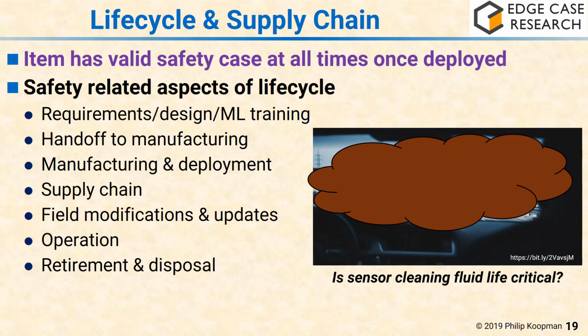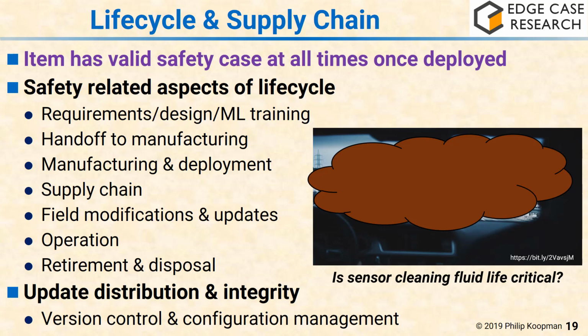Now, maybe you can put water in antifreeze and that's okay because you have another plan for if that happens. That's great. But you have to argue out what's the effect of supply chain faults on my system safety along with everything else. There's also update distribution and integrity. You have to do version control, configuration management, not only on your software, but on the safety case to make sure that each car is configuration managed, that its configuration matches a valid safety case at all times.